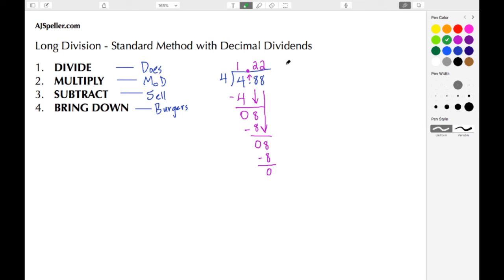and of course we're going to do our check to verify our work. So we're going to take the quotient, which is 1 and 22 hundredths, and we multiply that by the divisor. In this case it is a 4. We're going to do all our multiplication in what I'm calling the standard method. 4 times 2 to give us 8, 4 times 2 again to give us 8, and then 4 times 1 to give us 4.